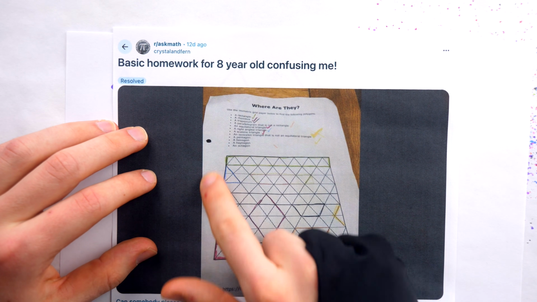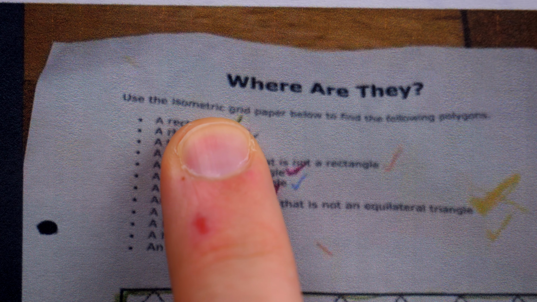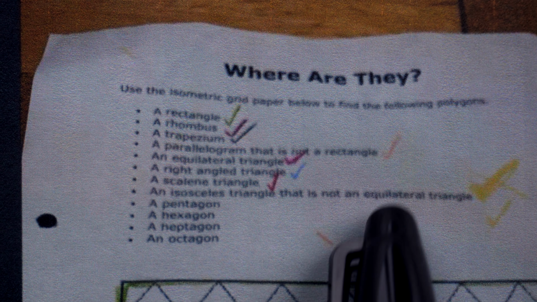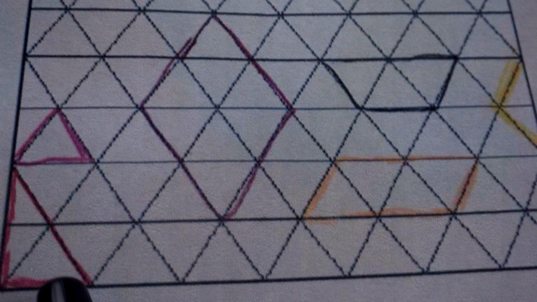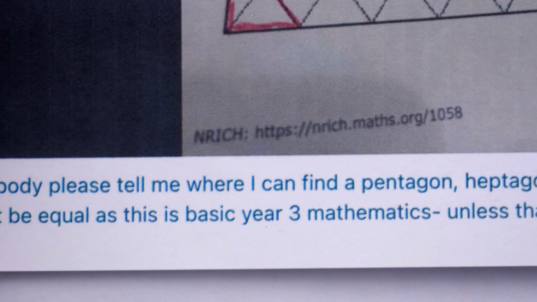And we'll begin by reading the rest of this. The worksheet asks, where are they? Use the isometric grid paper below to find the following polygons. And we see the list of polygons that we're supposed to find there, and we need to find them in this grid. And as for the OP's confusion, here's what they said.